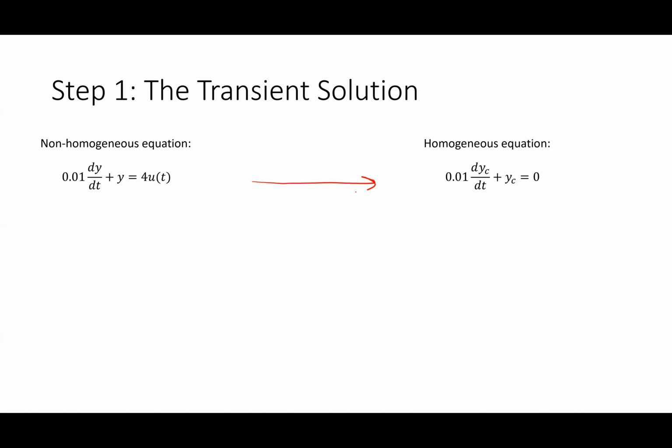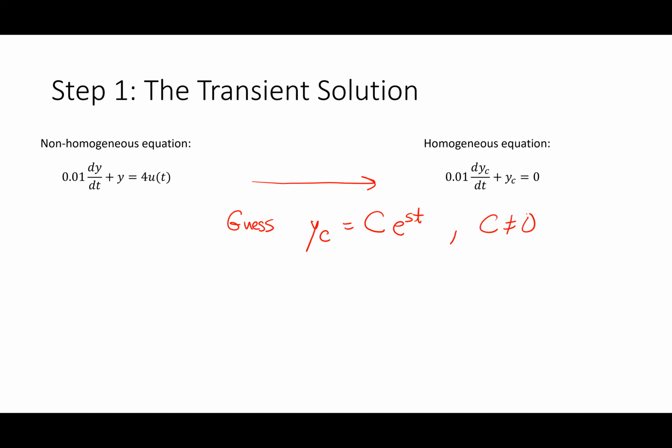That's, I got my homogeneous equation. In other words, I get rid of the 4 u of t, set that equal to 0. Yeah, and so for the transient, what am I going to guess? Yep, I guess y sub c equals big C e to the st with C not equal to 0.